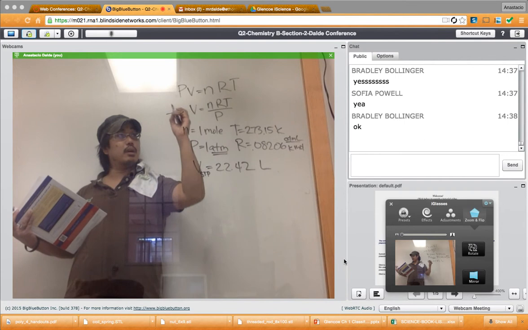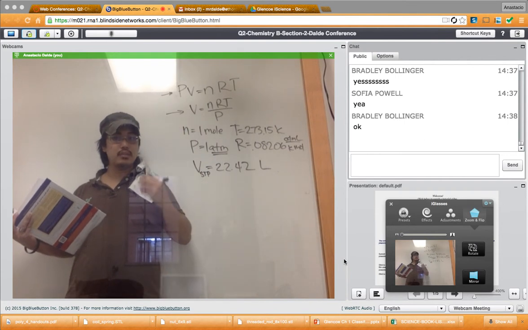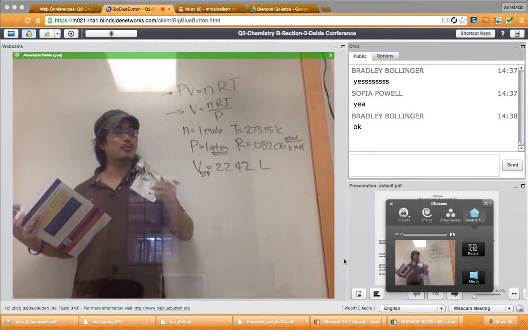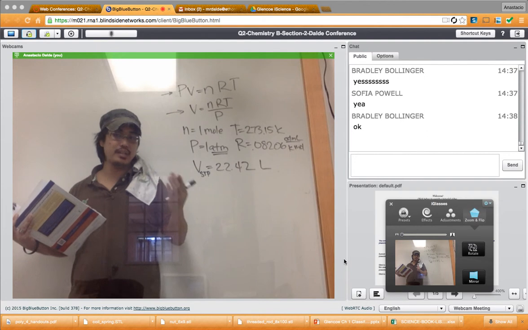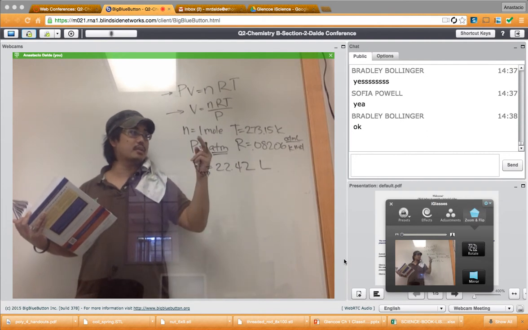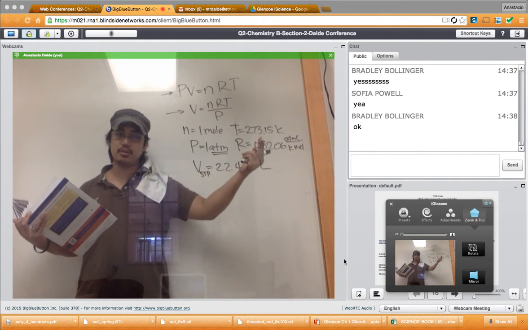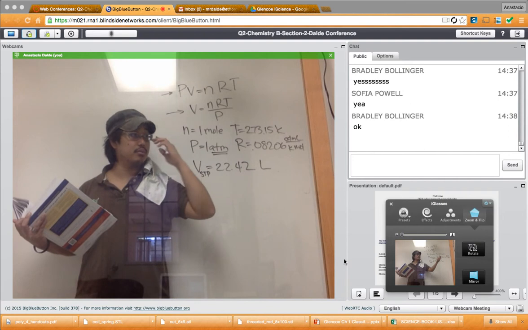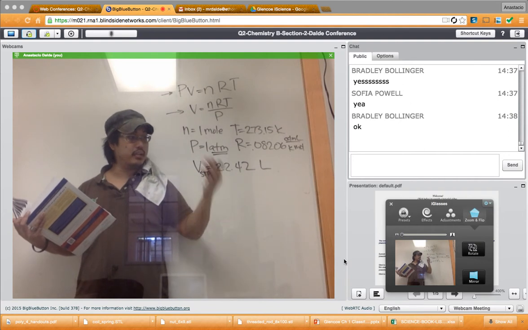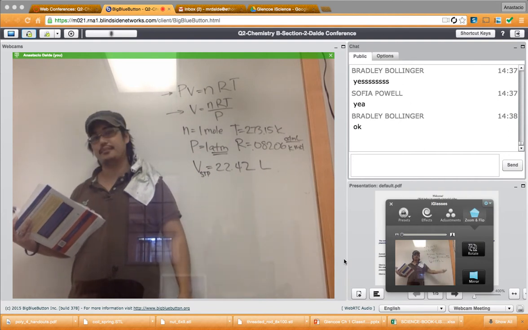Because this is the equation for ideal gases. What's the volume of an ideal gas if I had 1 mole of something at 0 degrees Celsius and 1 atmosphere of pressure? It's pretty easy. You just plug in those numbers. By the way, you don't put in 0 degrees. You put in 273.15 Kelvin, because you need your temperature in Kelvin. And you just plug it in and you end up getting 22.42 liters.